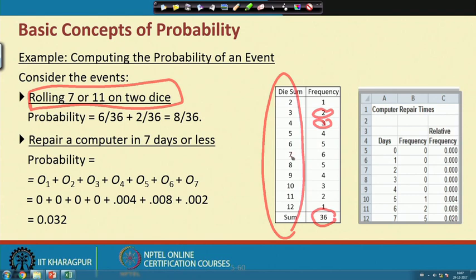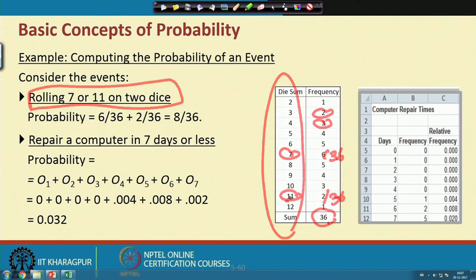So, 7 is here and then 11 is here, right. So, that means it is 6 divided by the particular total of 36, and then this is 2 by 36. Now if we add up these two, then the total occurrence will be 8 by 36.